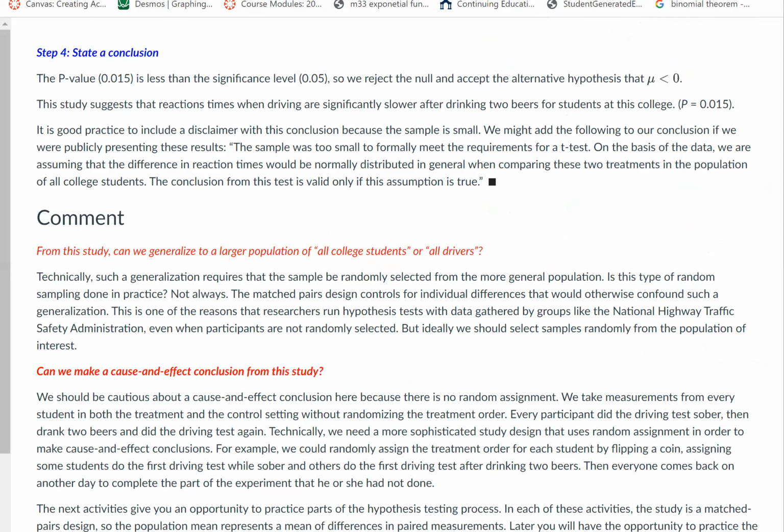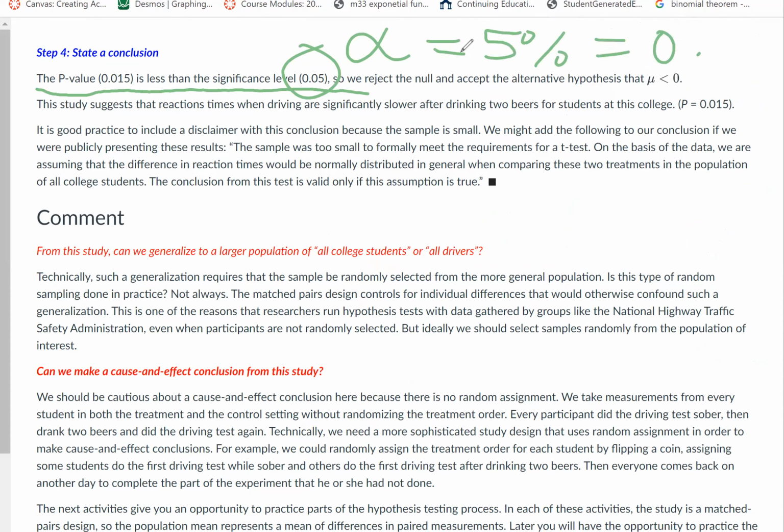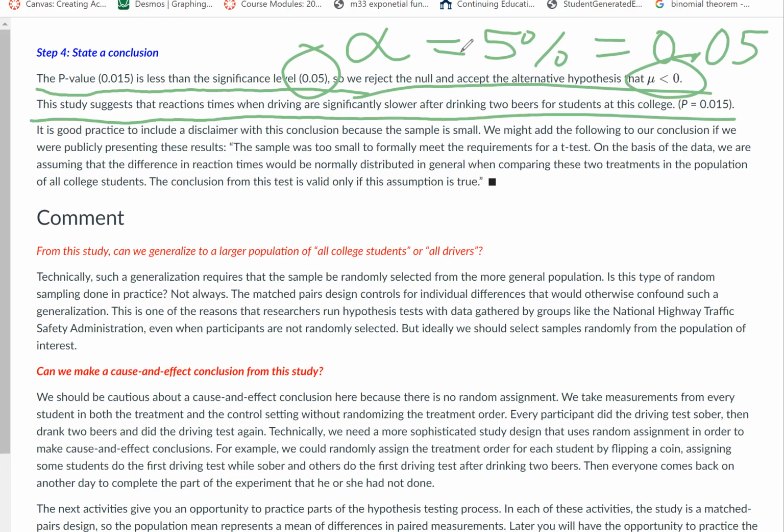The p-value that we got when we used the applet, 0.015, is less than the significance level alpha that we were given in the beginning. They said alpha is 5%, in other words, in decimal form, 0.05. So we reject the null hypothesis and accept the alternative hypothesis that mu is less than 0. This study suggests that reaction times when driving are significantly slower when drinking 2 beers for students at this college with P.